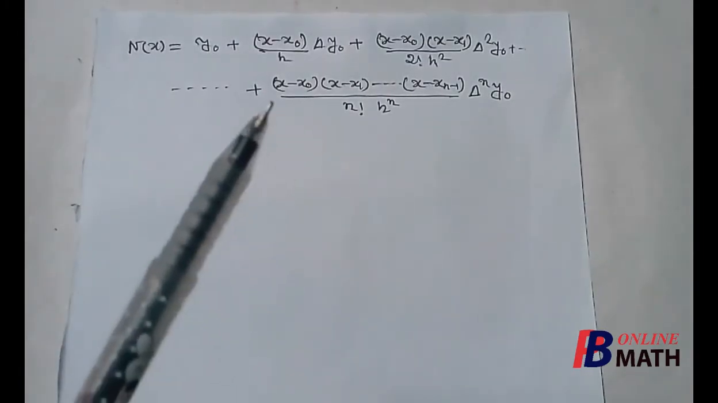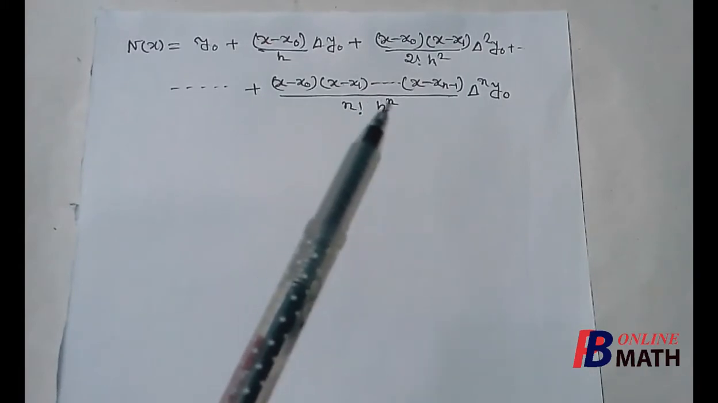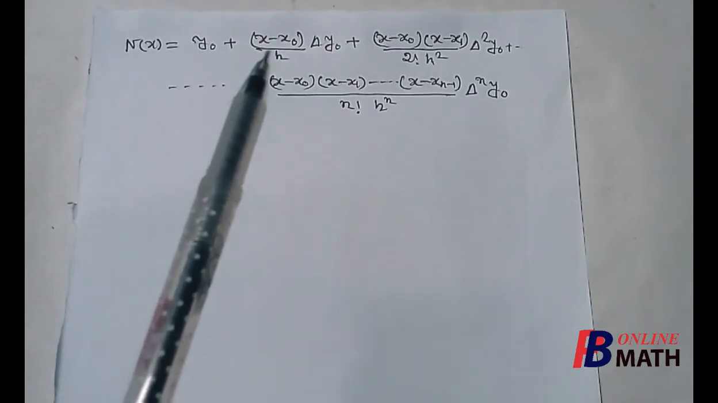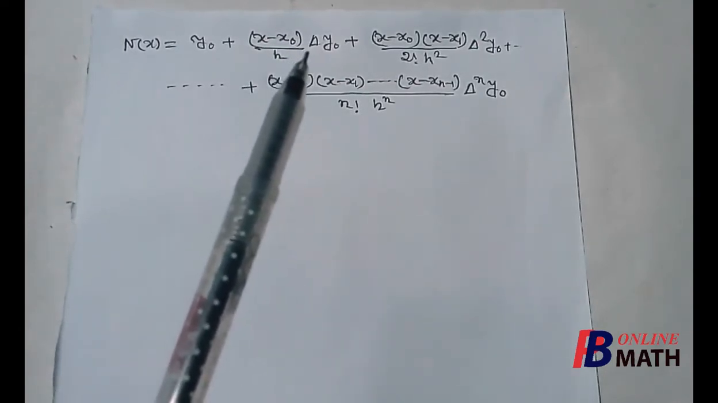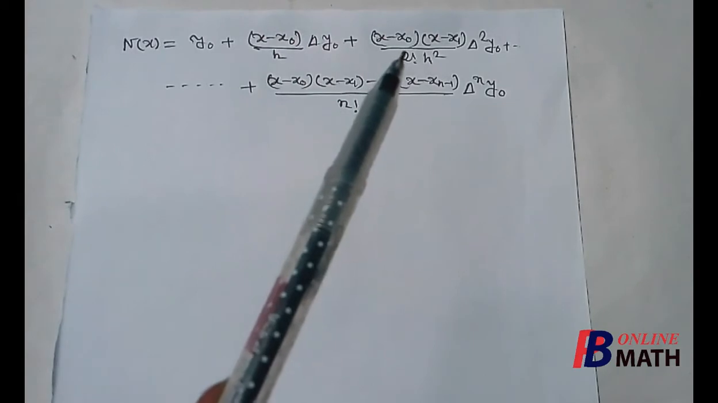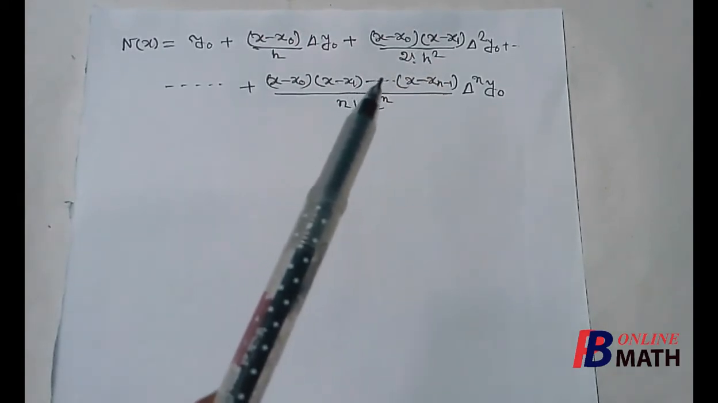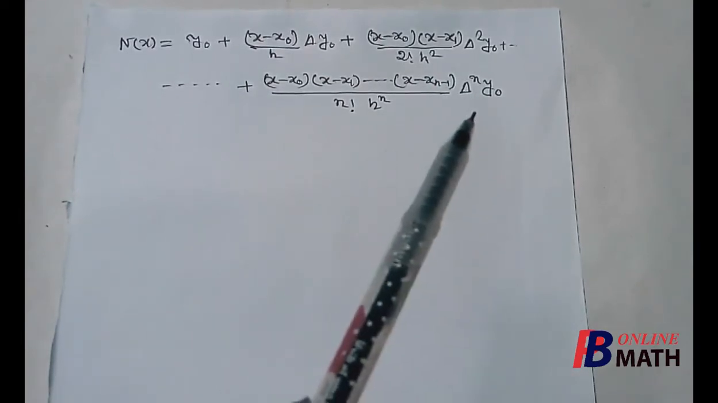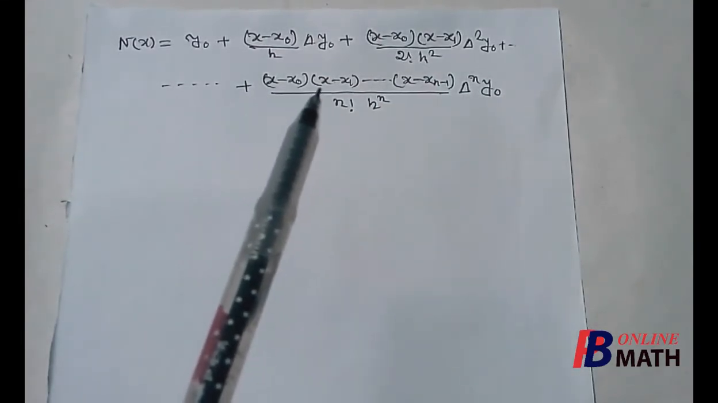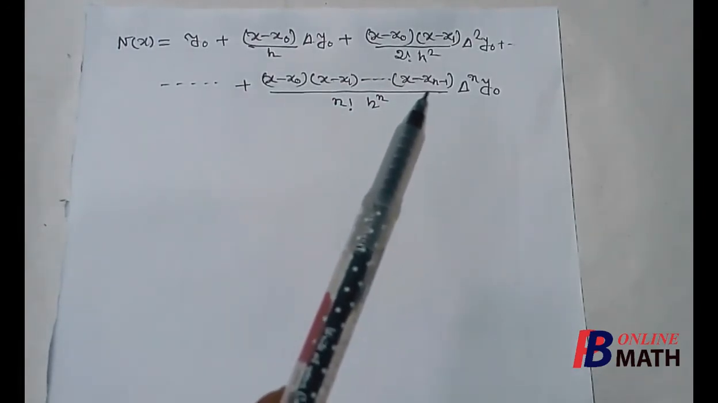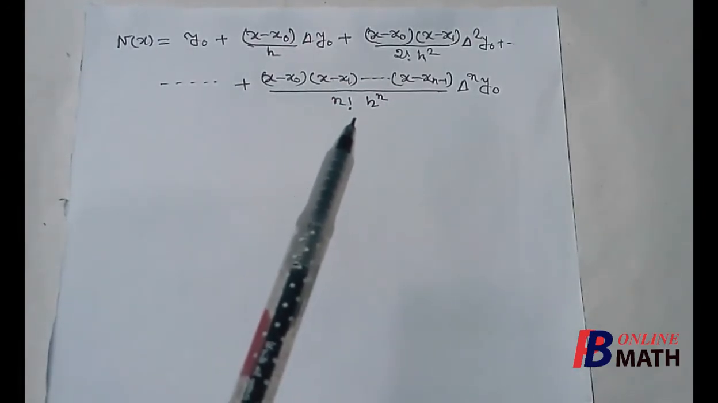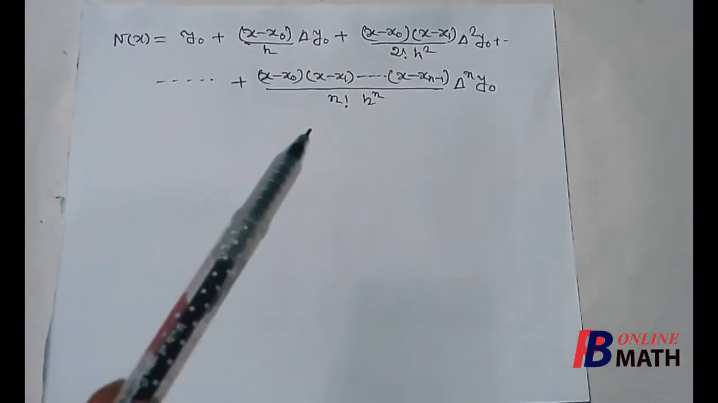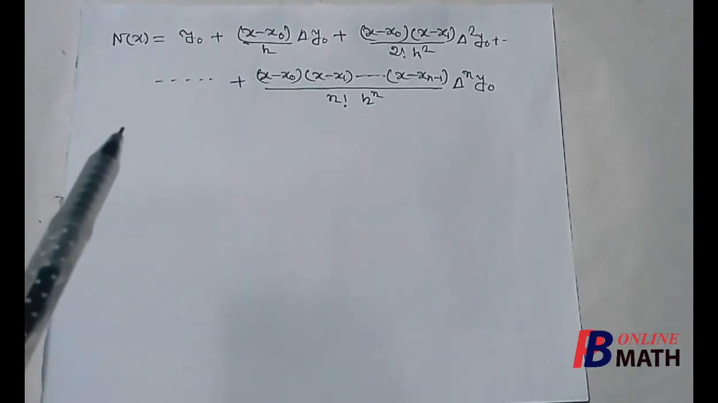Now if we replace the values of the coefficients in the polynomial, we find that the polynomial becomes y0, this is the value of c0, plus (x minus x0) by h into delta y0, plus (x minus x0) into (x minus x1) by 2 factorial into h square multiplied by delta square y0, and finally the last term (x minus x0) into (x minus x1) up to (x minus x(n minus 1)) divided by n factorial into h to the power n, multiplied by delta n y0. So this is the required polynomial of Newton's forward interpolation formula.